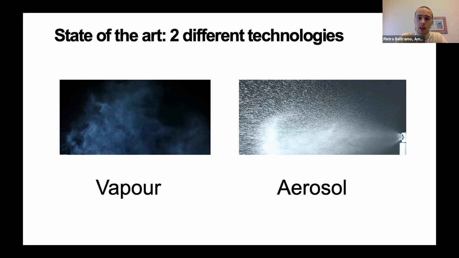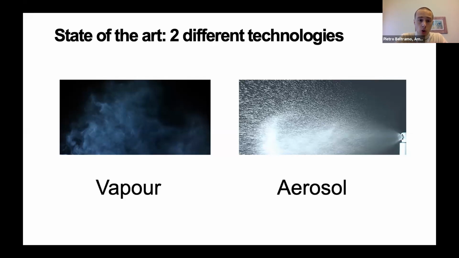You know that some gases, like oxygen, are only in gas state, while other molecules like water are not only in gas state but can also be in liquid phase. So H2O2, the hydrogen peroxide molecule, is very similar to the water molecule, and it can be found in those two different conditions, gas or liquid. So according to the way you apply H2O2 in your enclosed environment, you can have different technologies.